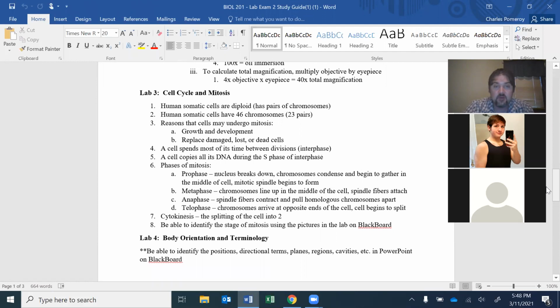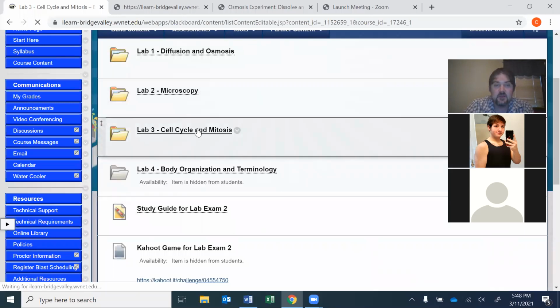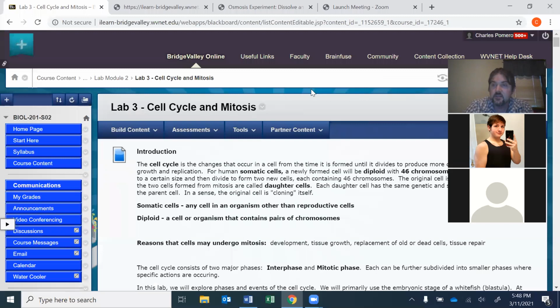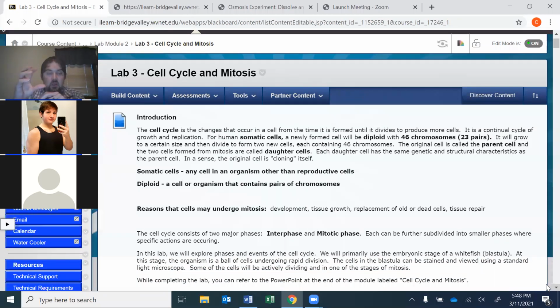And so here's the stuff, for example, today we're doing lab number 3. You need to know this information, that human somatic cells are diploid. That means they have pairs of chromosomes, and you work your way down. So let's look at what you need to know for mitosis. Mitosis is the official term for cell division. That's how most of the cells in your body are produced: one cell will copy all of its DNA, because DNA is the instruction book that drives the functioning of the cell.